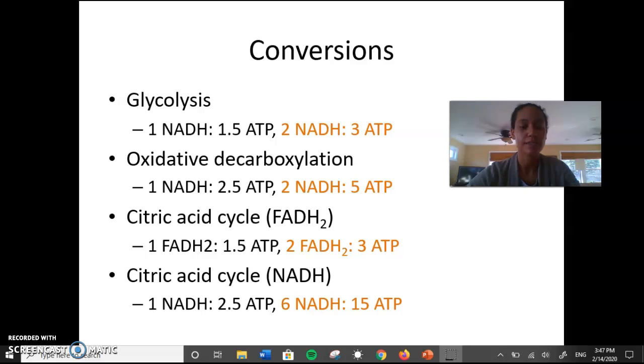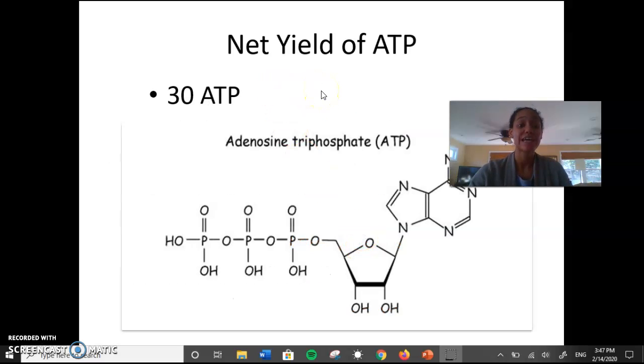Last, again in the citric acid cycle, now concerning NADH, for every 1 NADH, 2.5 ATP are formed. And so what we saw earlier in the Krebs cycle is that there are 6 NADH in total. So when we multiply 2.5 times 6, you get 15 ATP. So after we add all of these numbers together, we get a net yield of 30 ATP. And here is the molecule of ATP, and this is from aerobic respiration.